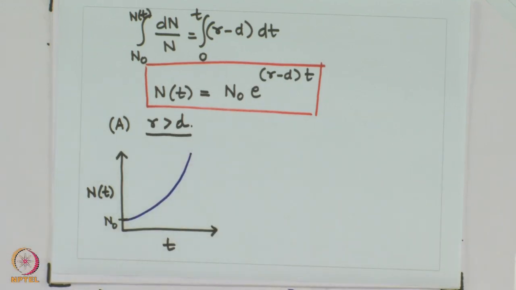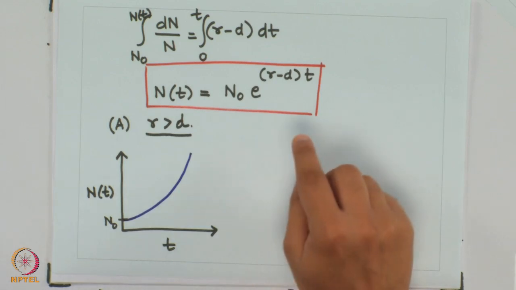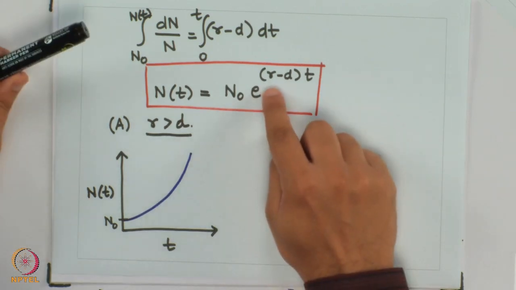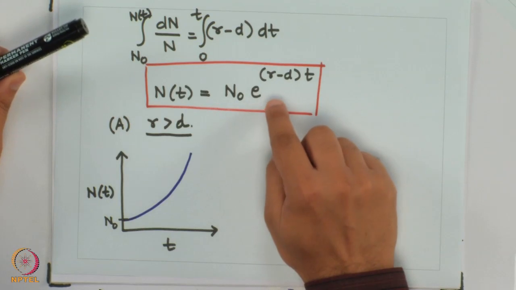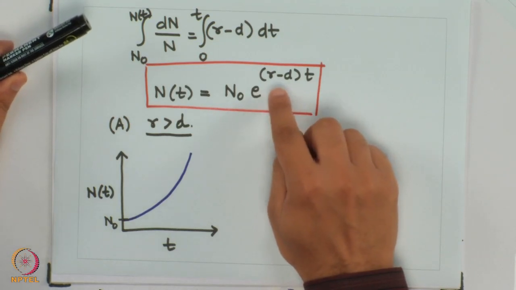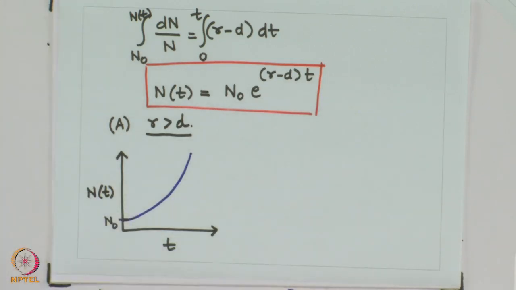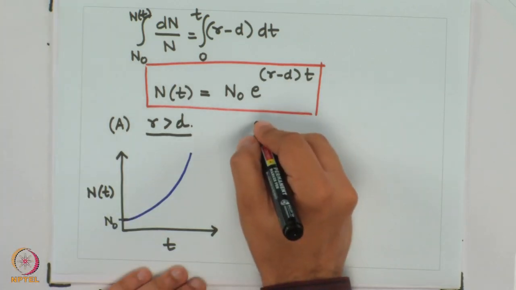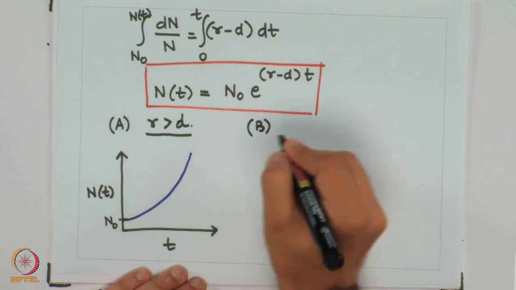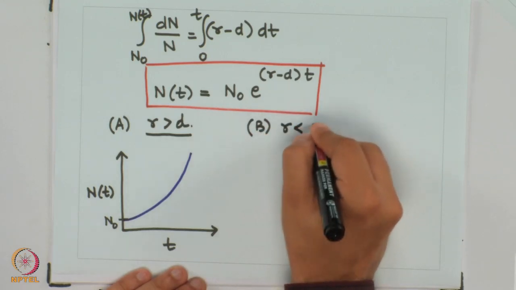This is not too dissimilar from what we saw in the previous approach, the only difference being that the exponent associated with the solution is not just r but r minus d, where d is the death rate associated with the bacteria. The second case that we want to plot and understand is r less than d.